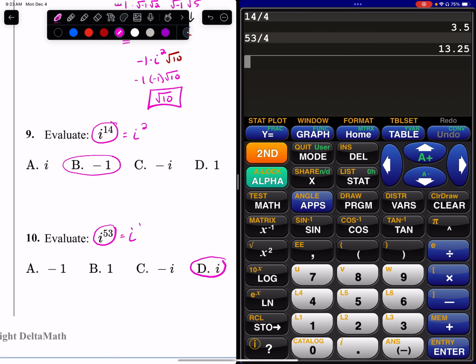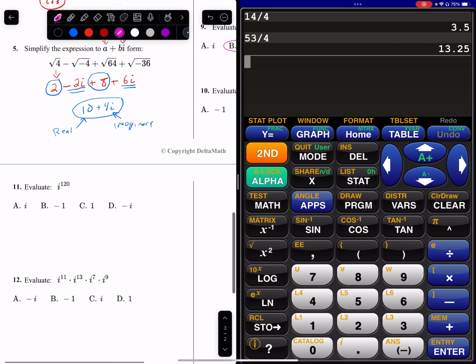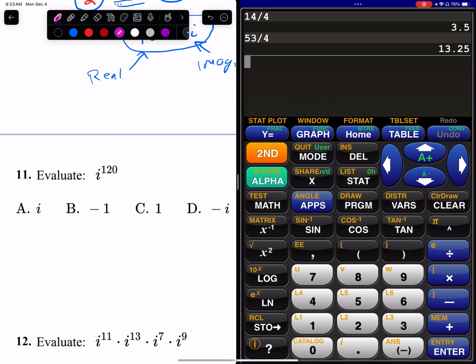Okay. So then if we're moving on here, i to the 120th power. Well, what is that going to be? That's a large number way up there. So if I do 120 divided by 4, look, I get 30. That means it's a decimal of 0, so this is the same as i to the 0th power.